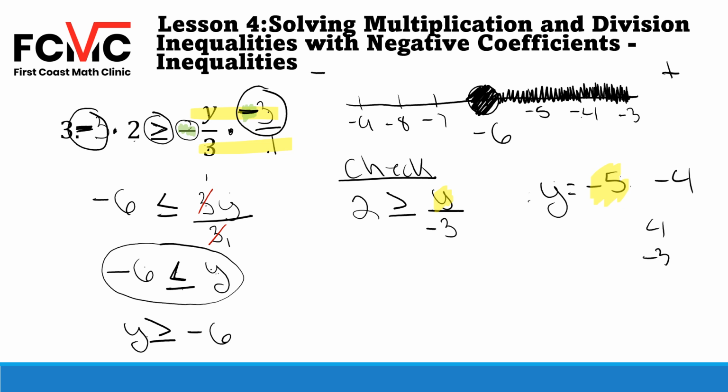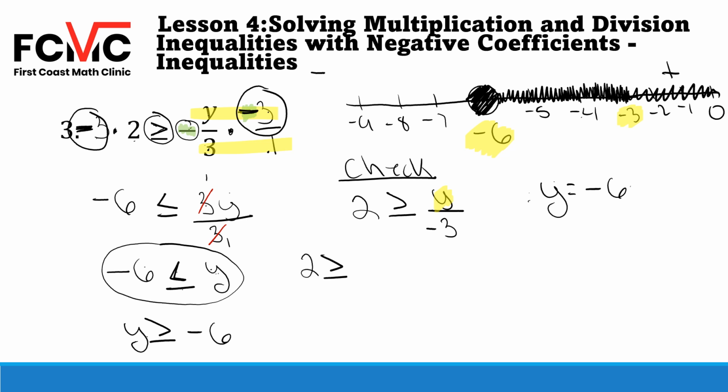So remember, when we're doing our check, we want to choose the easiest values possible. So maybe we could choose -6, or we could choose -3, or of course if we just keep extending this, we have -2, -1, and we got 0 out here that we could also choose. So let's do -6. Let's choose that. So 2 is greater than or equal to -6 divided by -3.